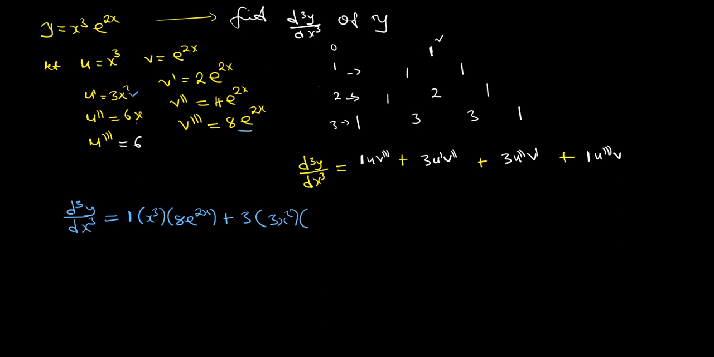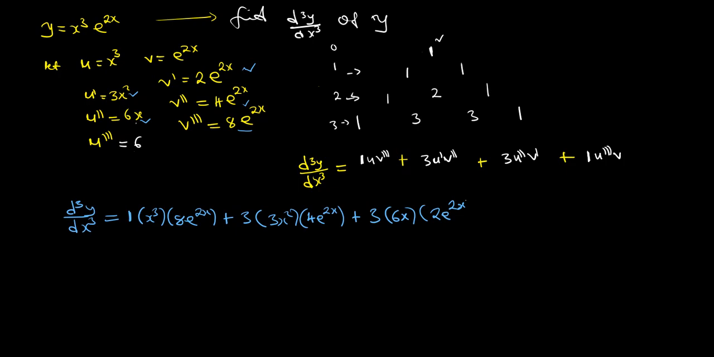Then what is u prime prime? U prime prime is 6x, and v prime prime is 4e to the power 2x, like that. Then plus, again you write 3 there, u prime prime is 6x, you write 6x. Then v prime is just 2 exponential 2x, natural log of that.